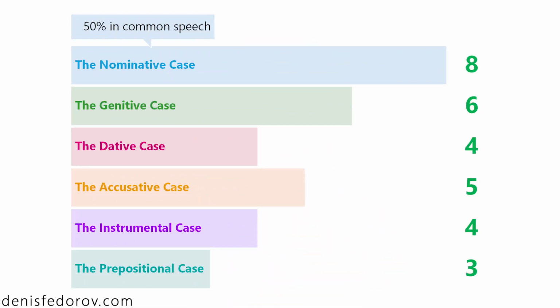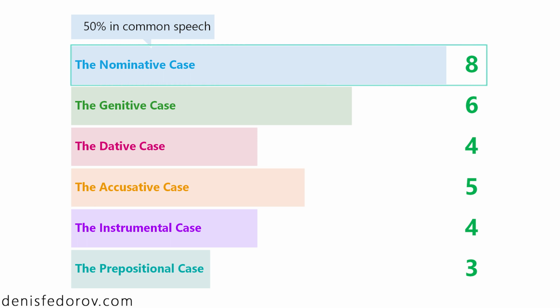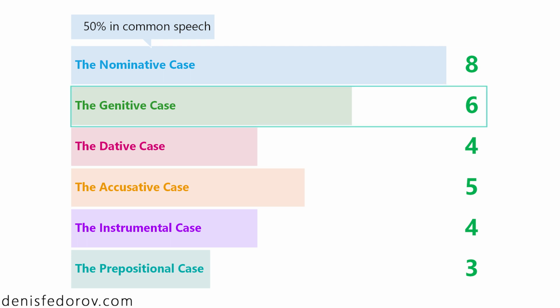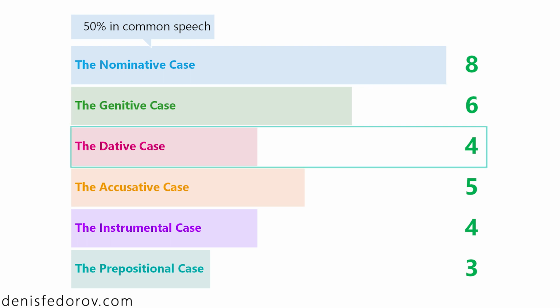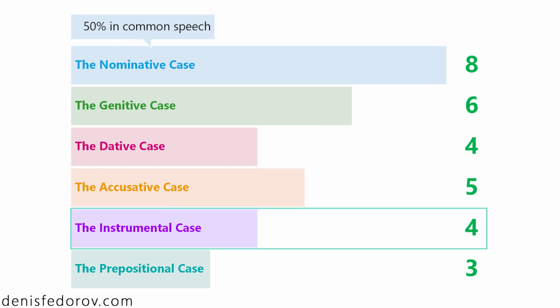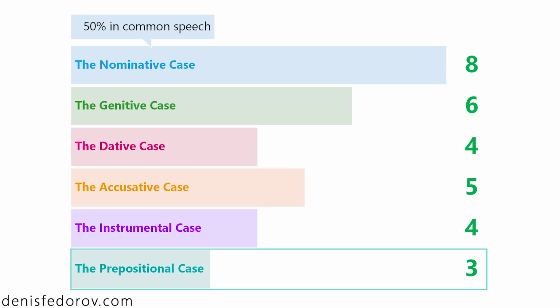Generally, if we speak about the basic and the main situations for each case, we'll get the following numbers. The nominative case is the main one. This is the default dictionary case, which is used in roughly 50% of situations, and in the other 50% all the other cases altogether are used. And the nominative case itself can be described with 8 main, the most important situations it is used in. As for the other cases, the genitive case has 6 main situations or characteristics. Dative has 4, accusative has 5, instrumental has 4, and prepositional has 3.